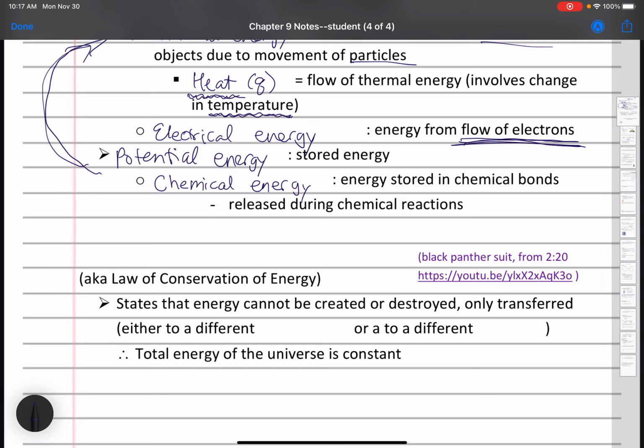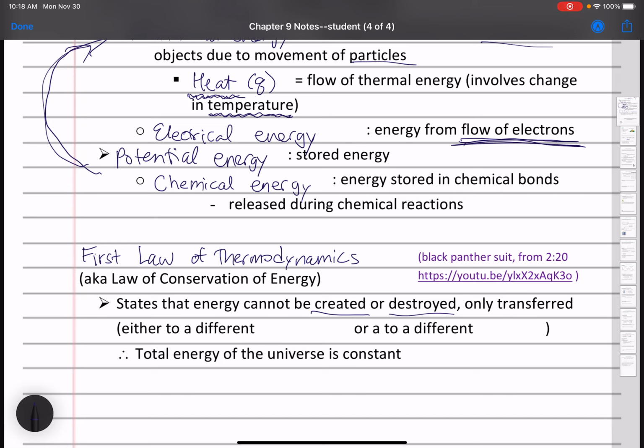When it comes to energy, there are scientific laws governing the behavior of energy. These are the laws of thermodynamics, and there are three laws of thermodynamics. The first law of thermodynamics is also known as the law of conservation of energy. It should sound very familiar because it's very much like the law of conservation of matter, which states that matter cannot be created or destroyed. Likewise, energy cannot be created or destroyed. It can only be transferred.